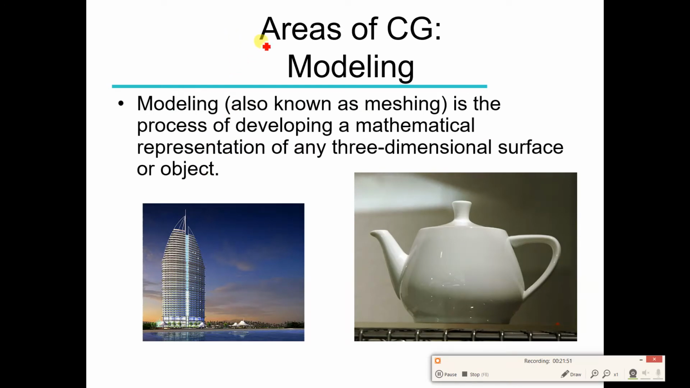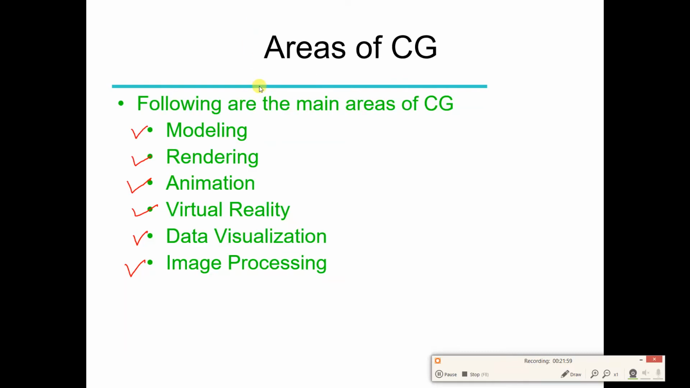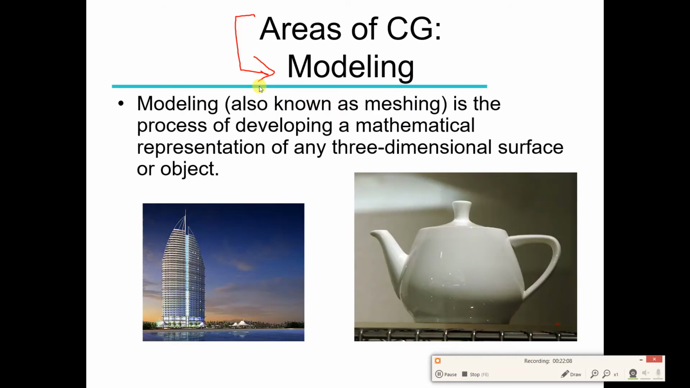So we write here the main heading: the areas of computer graphics. Within the areas, our first area which we are discussing is modeling. And as I told you, this is not an exhaustive list, this is just some main areas of computer graphics. There can be much more than this list.